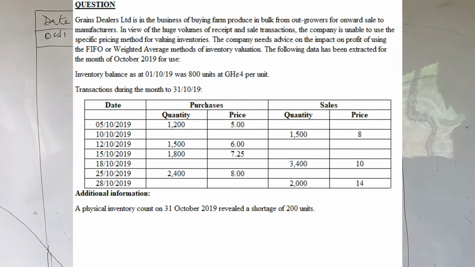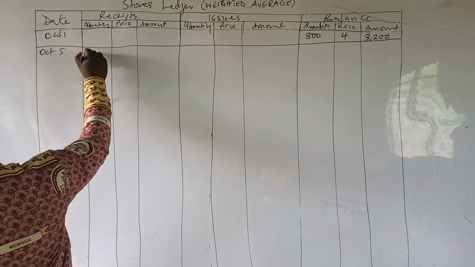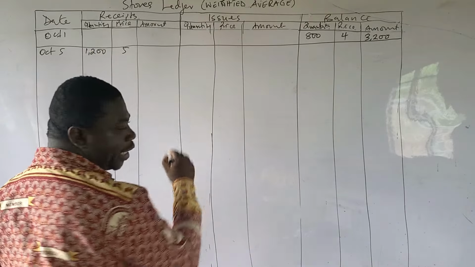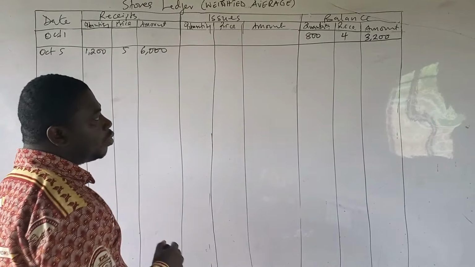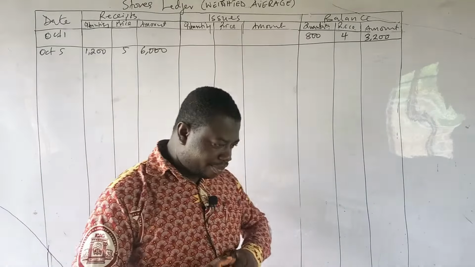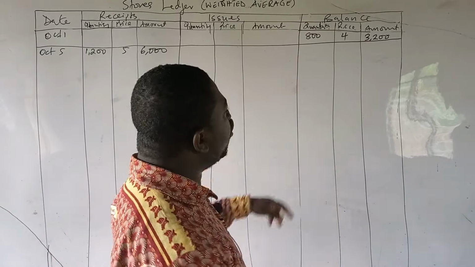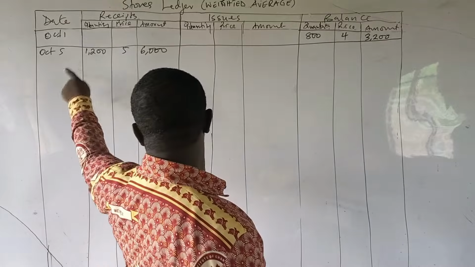There was a purchase of 1,200 for 5 cedis. So October 5th, 1,200 at a unit price of 5. And that gave us a total amount of 6,000. Now, when we get to the balance column, let's take note of something. With the FIFO method, we write 800 and then 1,200 will now come.